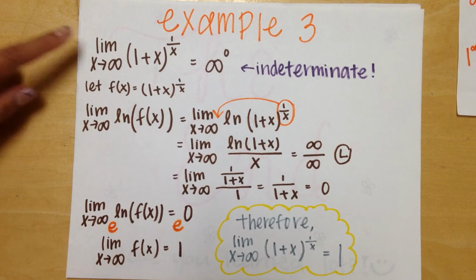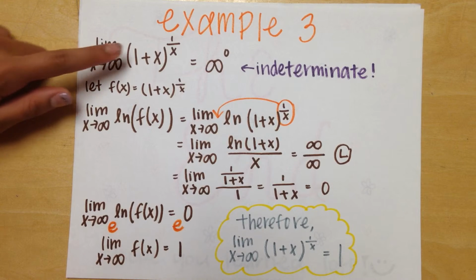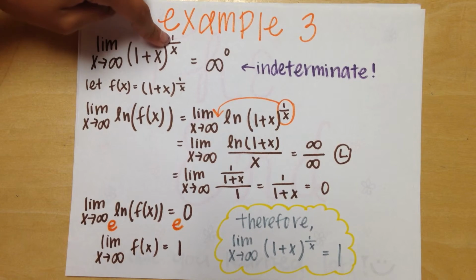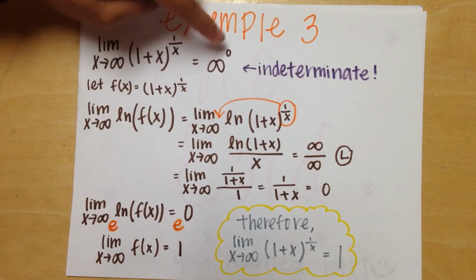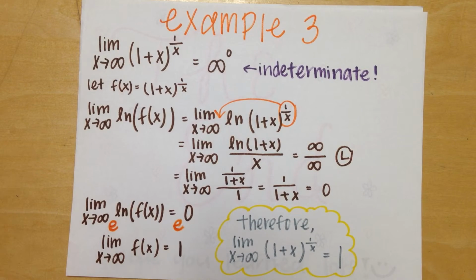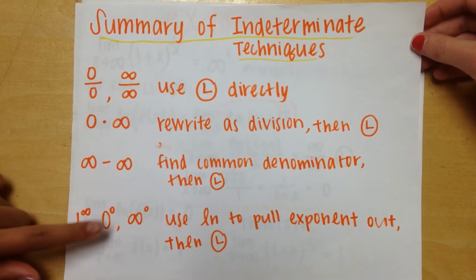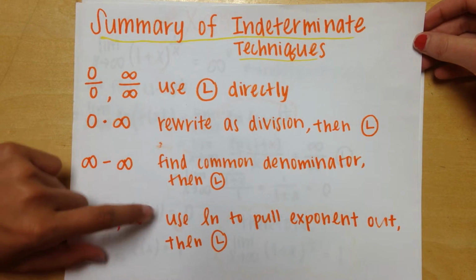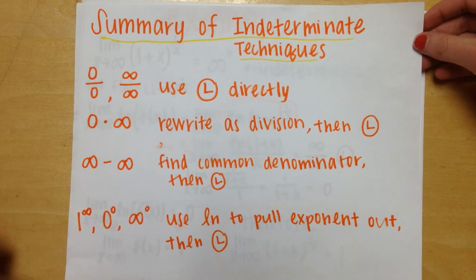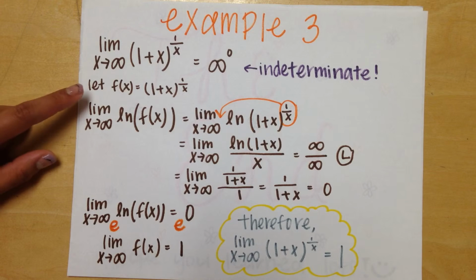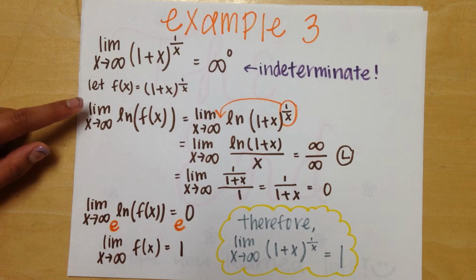Example 3. You have the limit as x approaches infinity of 1 plus x to the 1 over x. When you plug in infinity, you get infinity to the 0. If you refer to the previous slide, you use the natural log to pull the exponent out, and then use L'Hopital. So let f of x equal 1 plus x to the 1 over x.